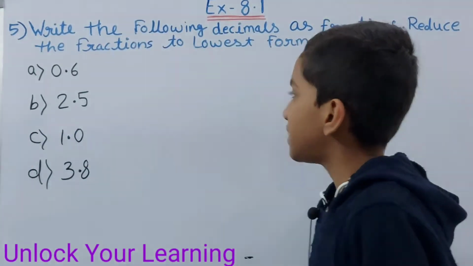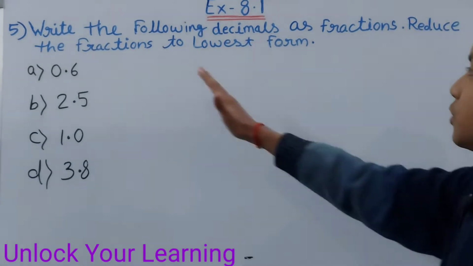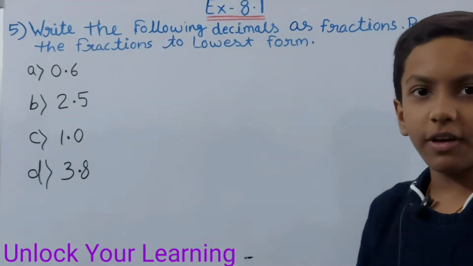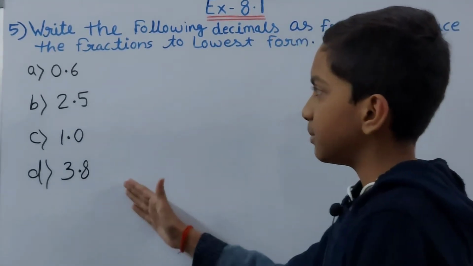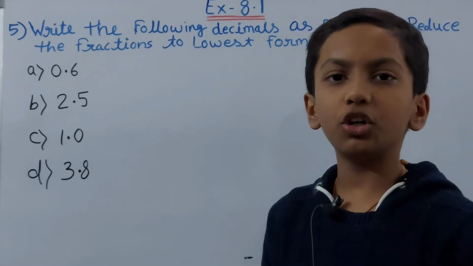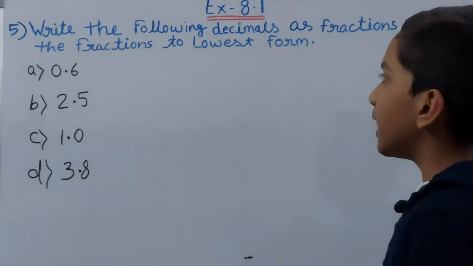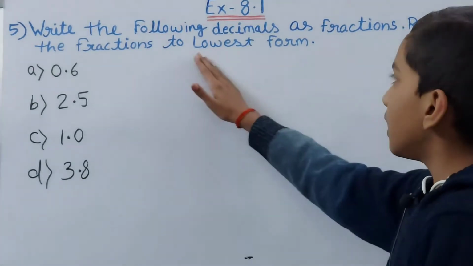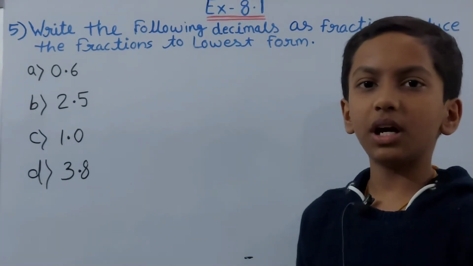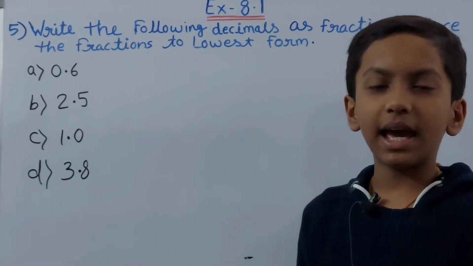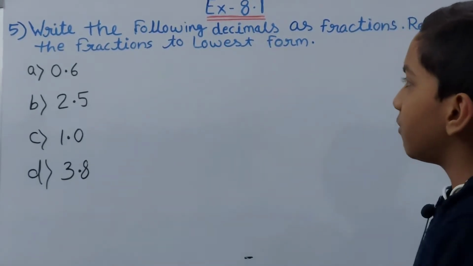So this question says to write the following decimals as fractions, and reduce the fractions to lowest form. Here we have to do two things. We have some decimals and we are going to convert them into fractions, and then reduce them to their lowest form. That means we are going to do simplification, as you know what is to be done in simplification. So let's get started with our A part.